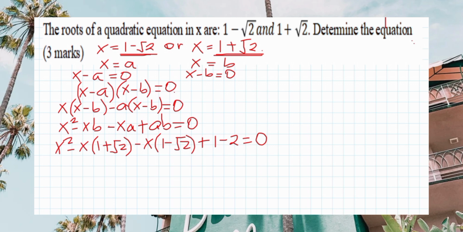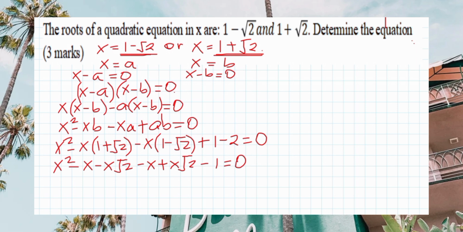Then now we can be able to open up the brackets so that now we have x squared, and then we take away x minus x root 2, and then minus x plus x root 2. And then now when you take 1 minus 2, we are going to have negative 1. And now this one is going to be equals to 0.